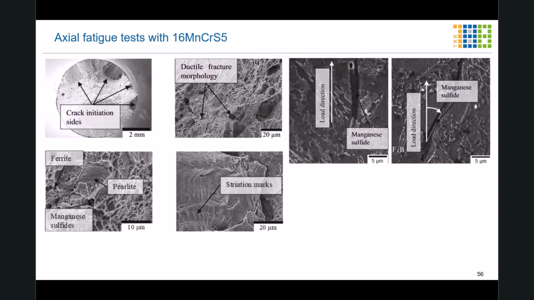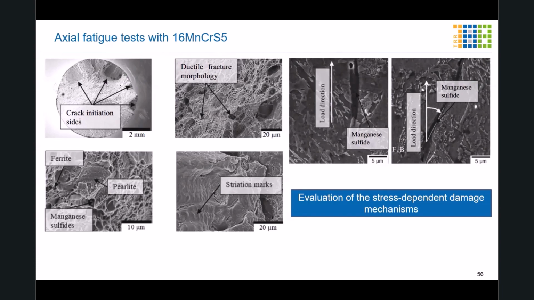Typical for fatigue loading, we see different damage areas. We have typical ductile fracture morphologies as well as fatigue morphologies. Also, we can see the influence of the manganese sulfides and the formation of pores regarding the crack initiation and crack propagation, because nearly all crack initiation points were at pores or manganese sulfides at the surface area of the components or the specimens.